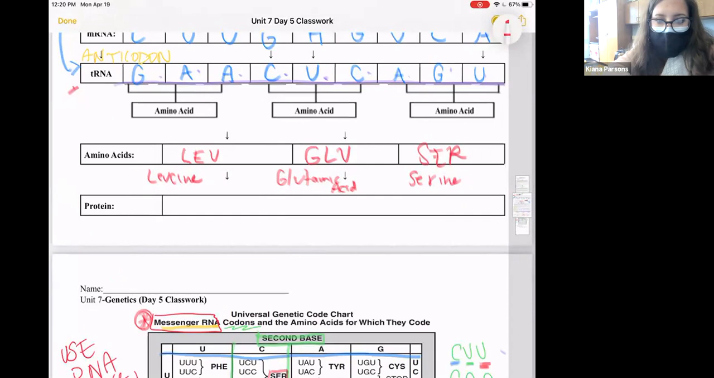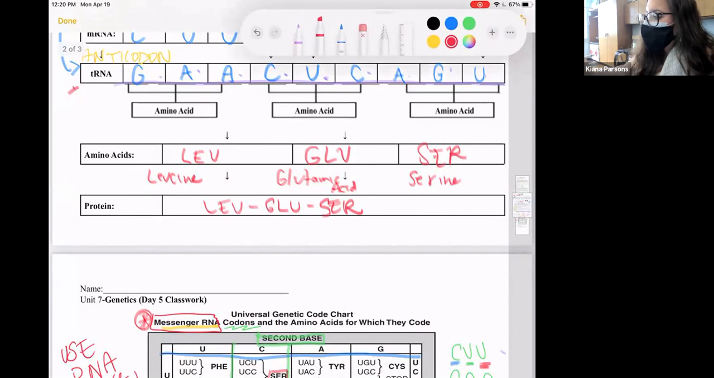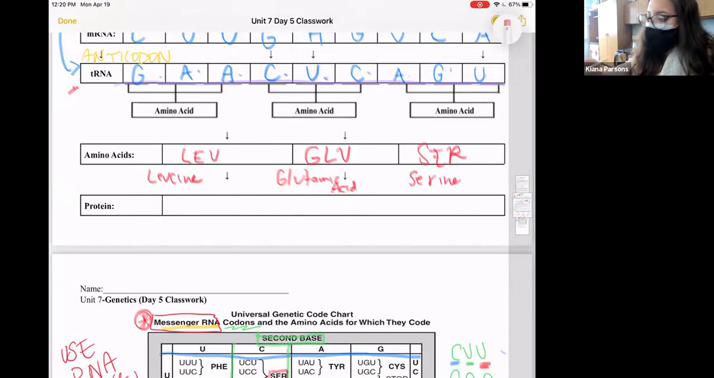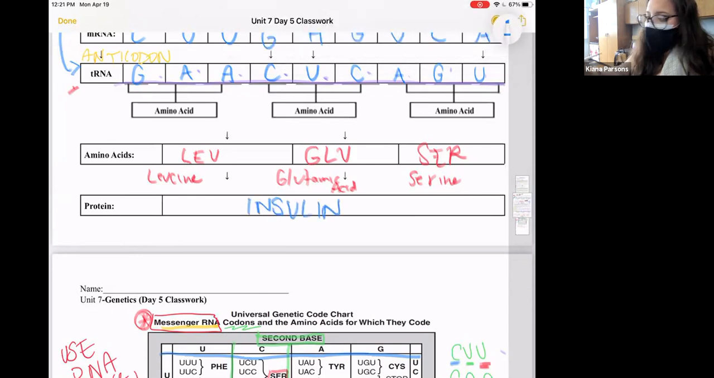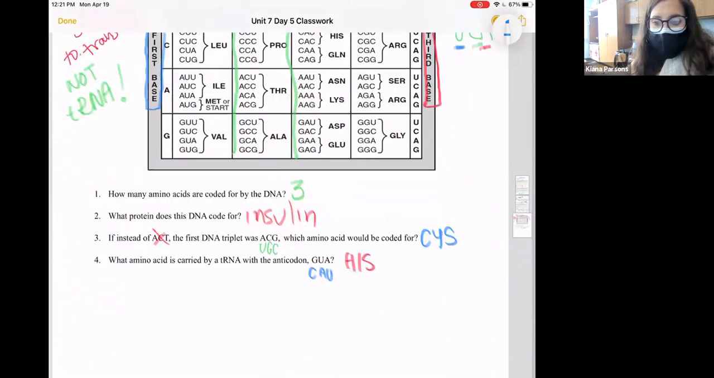So then, based on the little riddle that I provided you, you could write in this box LEU-GLU-SER, and that's totally correct, just with dashes in between it. But I gave you a little sort of key. If the amino acid sequence LEU-GLU-SER codes for insulin, then this protein that we code for is insulin. And again, actual proteins would consist of more than just 3 amino acids, but for our practice purposes, this is insulin.